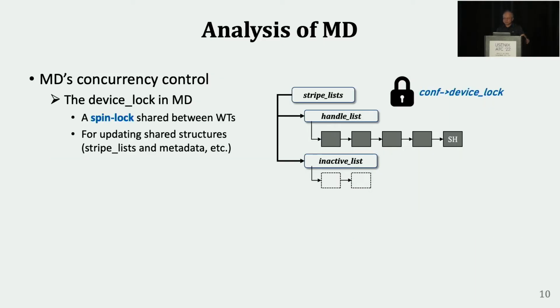So MD uses a spin lock called device lock to control concurrent accesses from worker threads and user threads to all the stripe lists and metadata. In the case when multiple worker threads exclusively access the stripe list, the spin lock will cause severe contention among these threads. The spin lock actively spends CPU cycles, obviously, to compete for locks, consuming significant CPU resources when competition occurs.